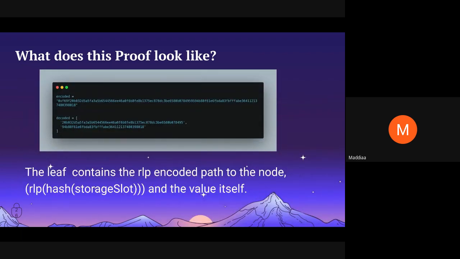This is the leaf node at the very end. As we can see, when you RLP decode it, we have the key, which is the hash of the storage slot itself. And then we have the piece of data. So for CryptoPunk 1, the current owner is the address 0x94. And yeah, that is a storage proof and how they work.